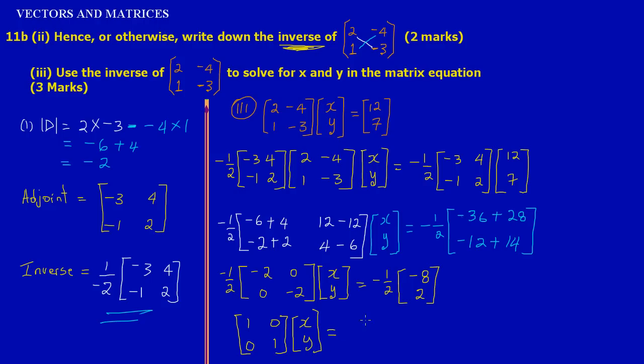And this must be equal to negative a half times negative 8, that will leave me with a positive 4, and negative a half times a positive 2, that will leave me with a negative 1. Okay, so my friends, therefore we can state our answers clearly, that therefore my x value is equal to 4, and my y value is equal to negative 1. And it's pretty much that easy.